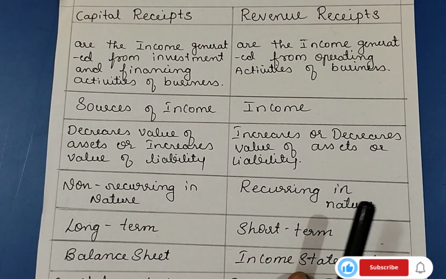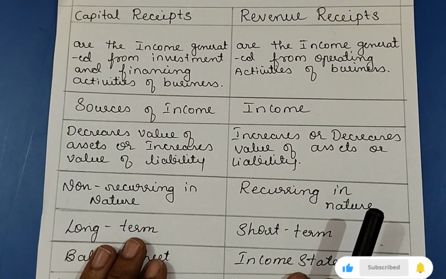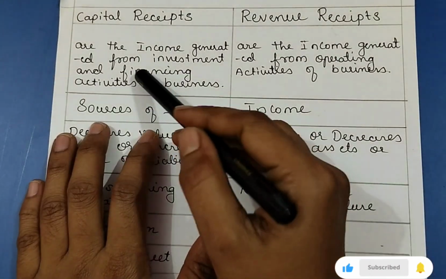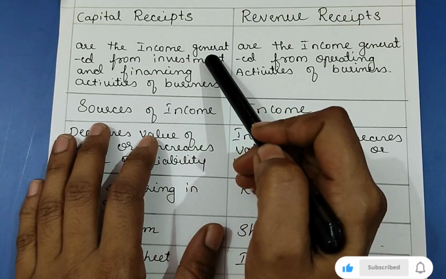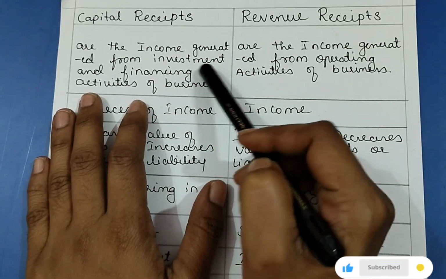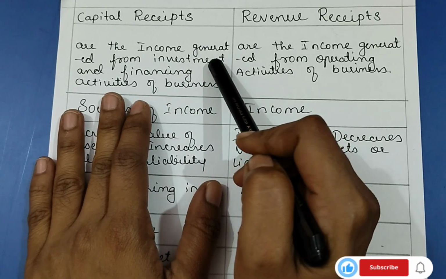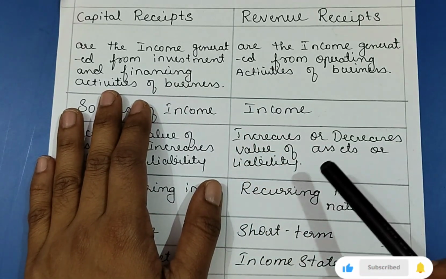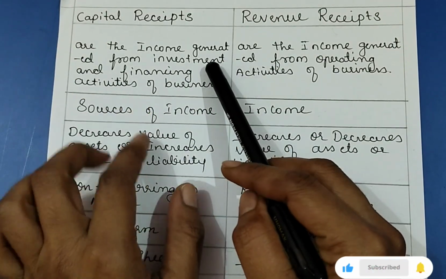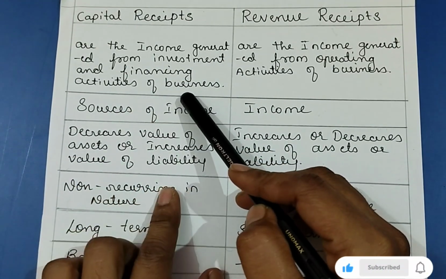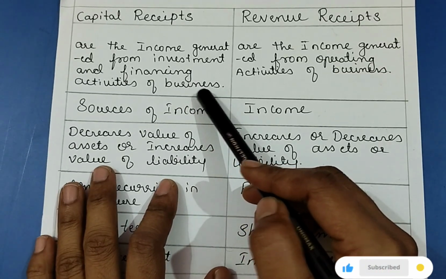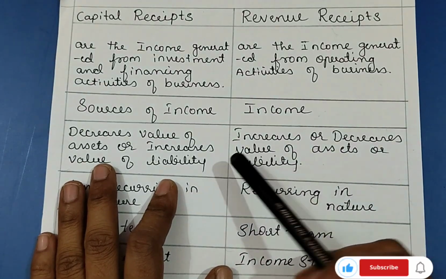I am Rajeshwari. Let us understand today the difference between the capital receipt and the revenue receipt. Capital receipts are generated by investment activities and financing activities. Receipts means income. In investment, whenever we sell any fixed assets, we receive cash. And in financing activities, whatever funds we are raising by issuing shares, it can be equity share or preference share.